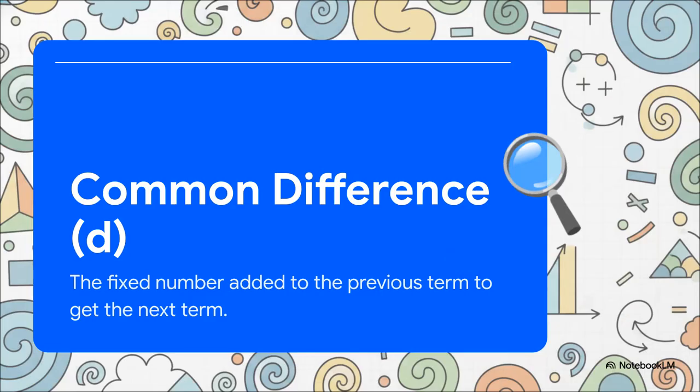And that constant step brings us to our absolute most critical variable, D, the common difference. I want you to think of D as the engine that drives the entire sequence forward. Or hey, even backward. It's just the fixed number you add to the previous term to get the next one. So if your sequence is 2, 4, 6, 8, your engine, your D, is 2. Once you find D, you completely control the whole progression.